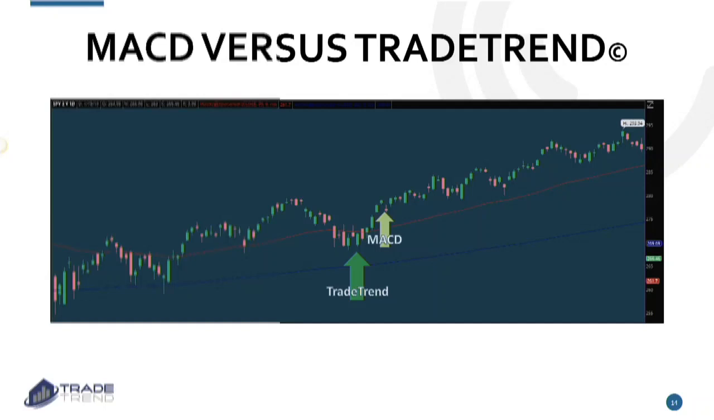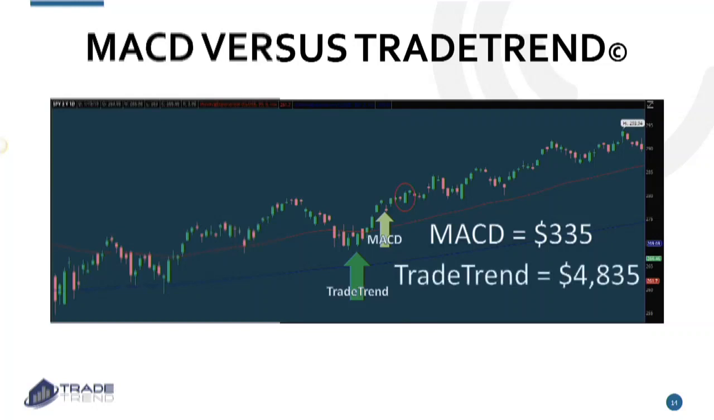But there's a lot of options traders in the room. If you had simply bought at-the-money call contracts, and this is where it would have told us to get out, by the way, the MACD would have resulted in a profit of $335, not too bad. And that trade lasted about 5 trading days. Trade Trend, if you had bought when the combination of momentum indicators told us to get in, the profit would have been closer to $5,000. So that's a big difference, right?